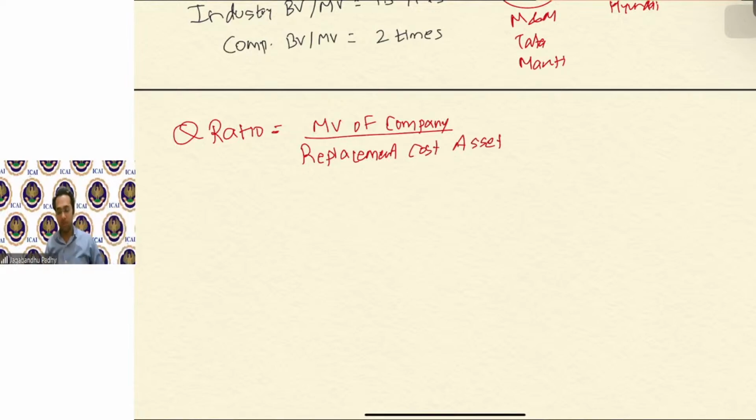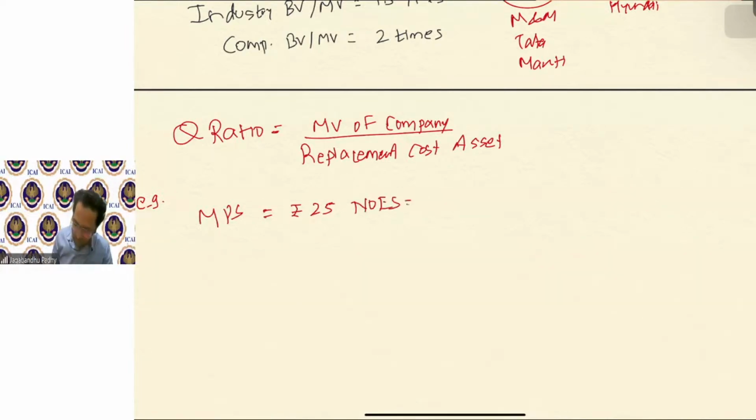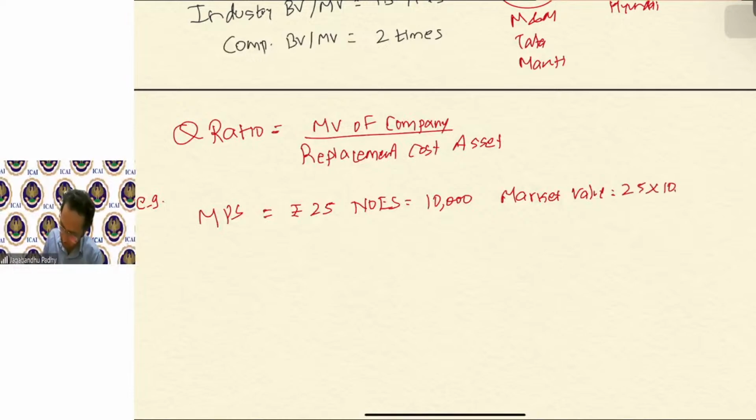Replacement cost of asset. Let's say the market price of a share is rupees 25. The number of equity shares is, suppose, 10,000. So market value is 25 into 10,000, which is 2 lakh 50,000. Market price is 25, number of equity shares is 10,000, and market value is 2 lakh 50,000, right? Value of the company is 2 lakh 50,000.